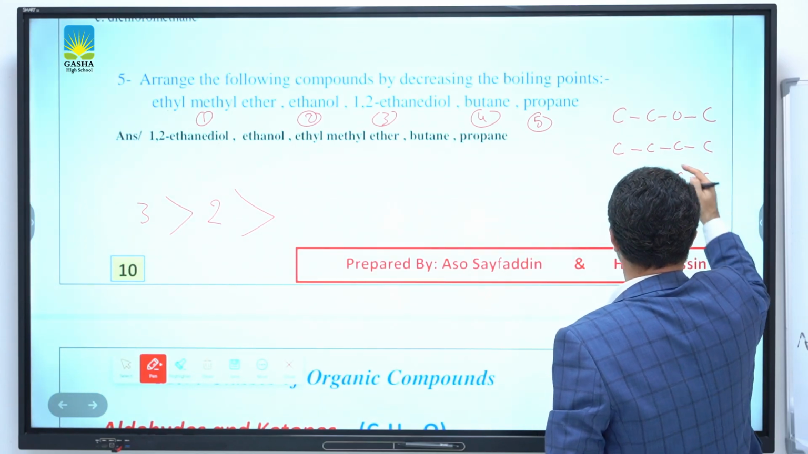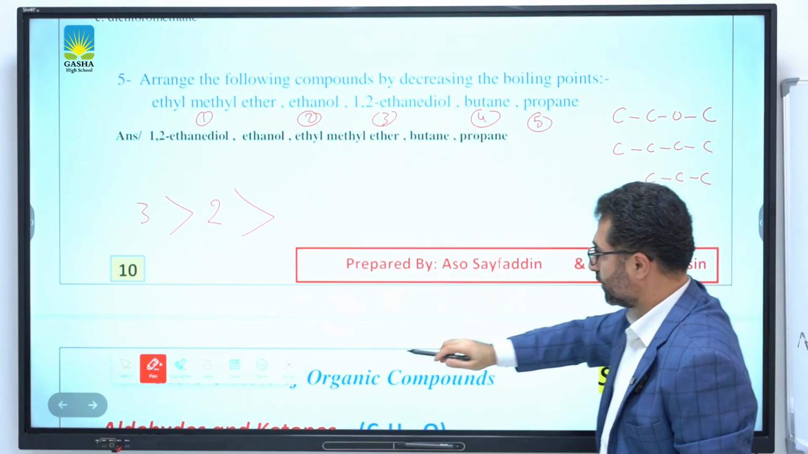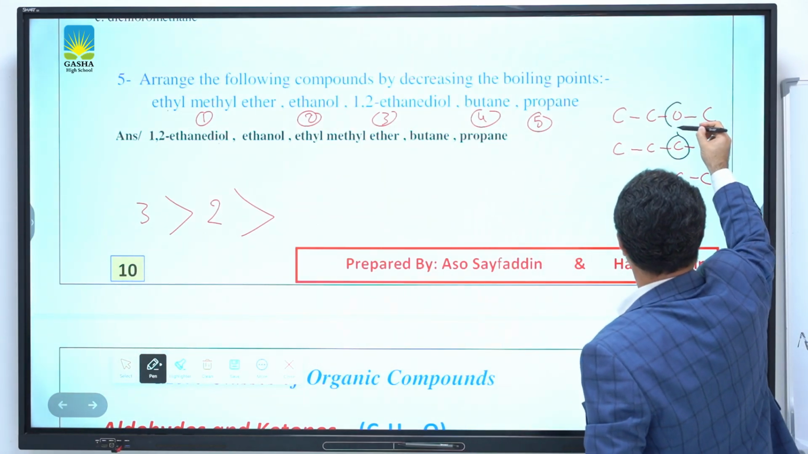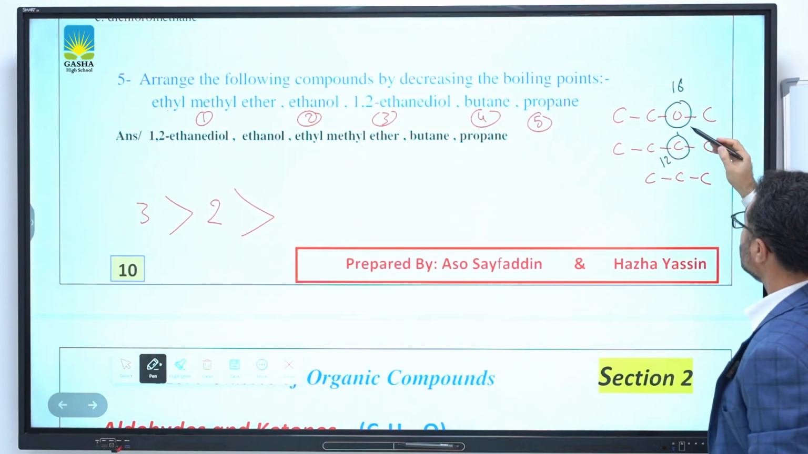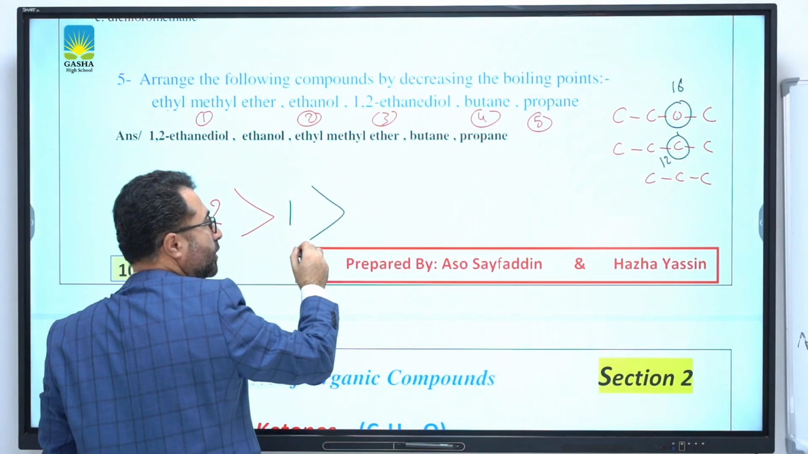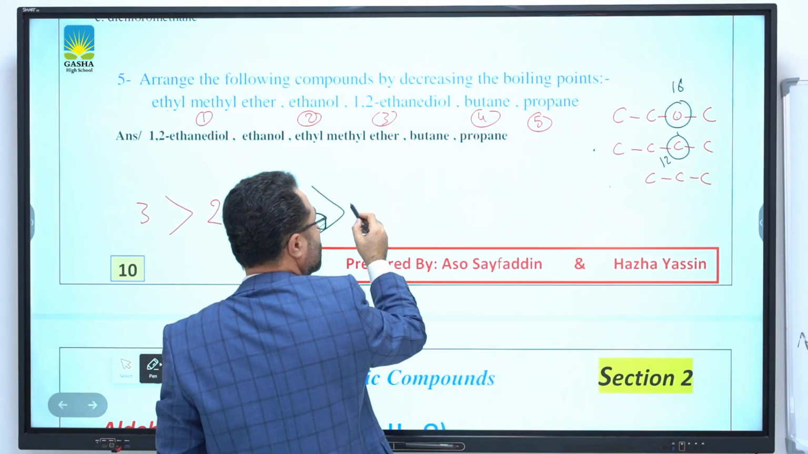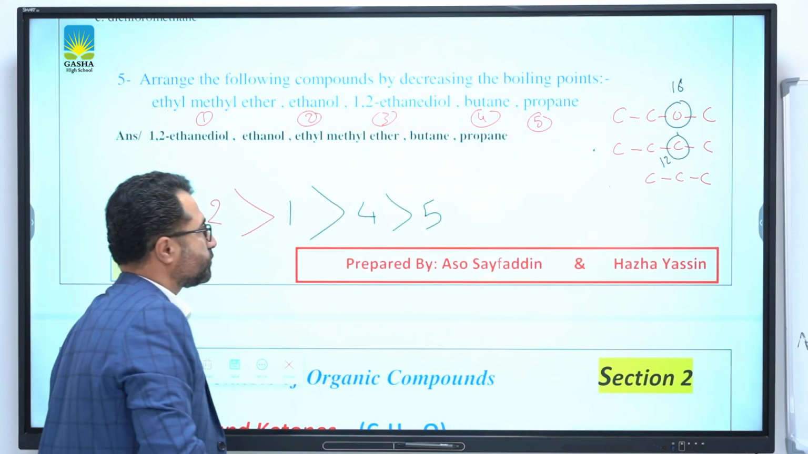The mass of butane and ethyl methyl ether are nearly similar. Thus, we have O here. The mass of oxygen is slightly greater than the mass of carbon. O is 16, C is 12. So the boiling point of ether will be greater, yani it's 1. And then, who has a higher boiling point, butane or propane? Butane has a higher mass, so it will be greater. So butane is 4, and then propane is 5.